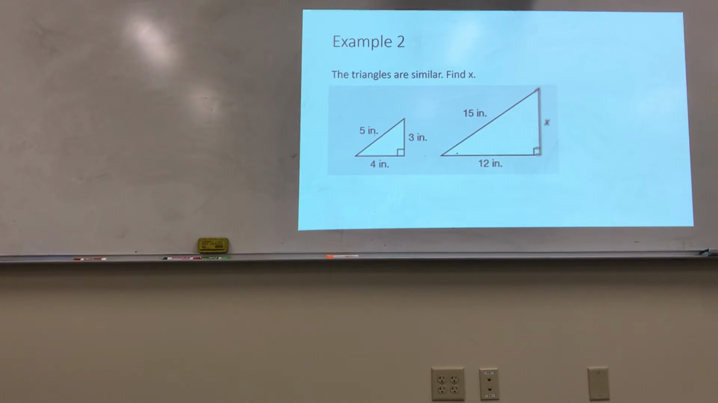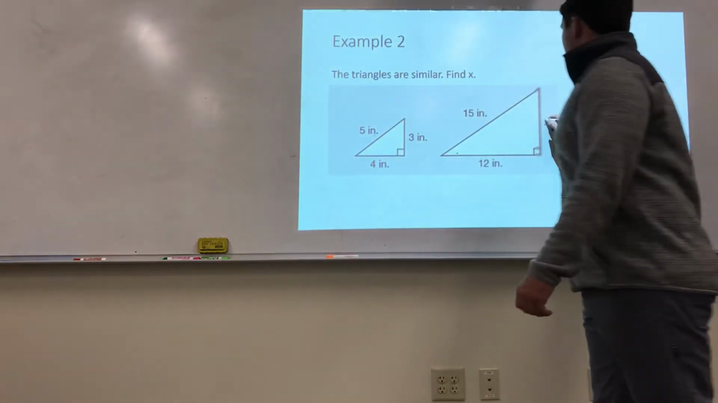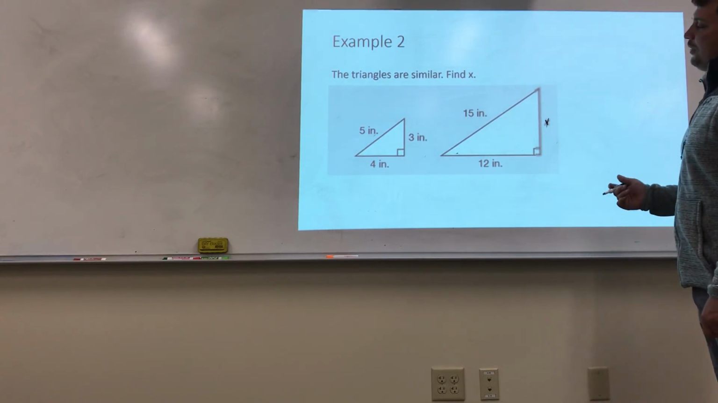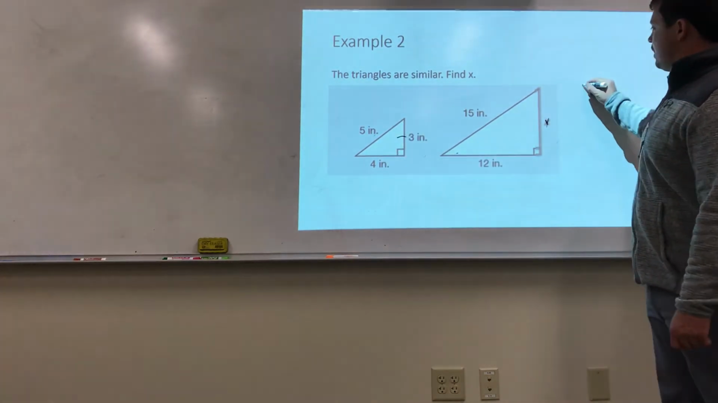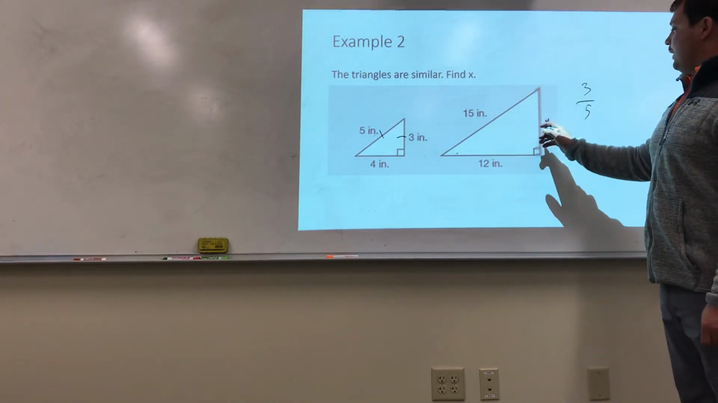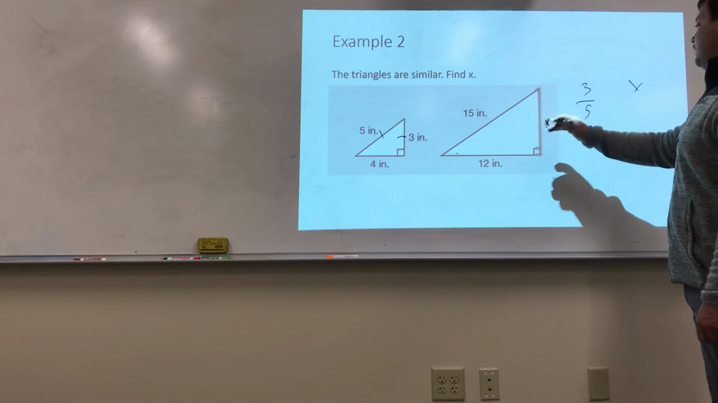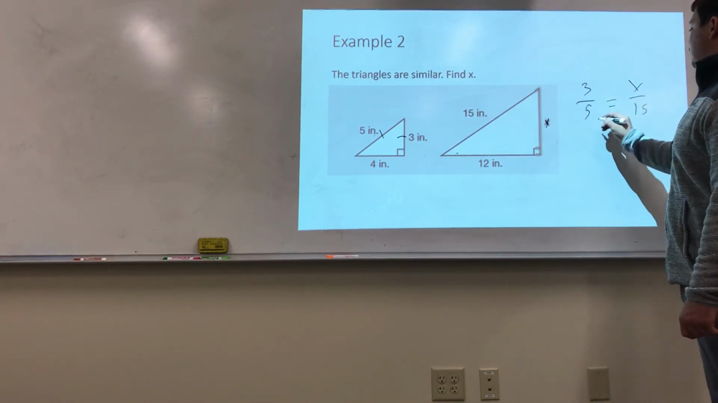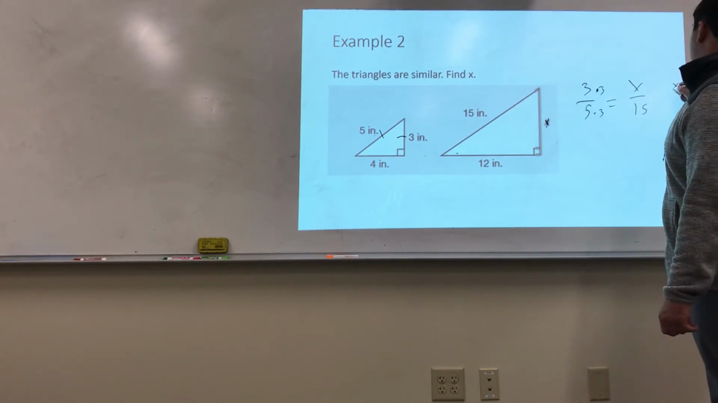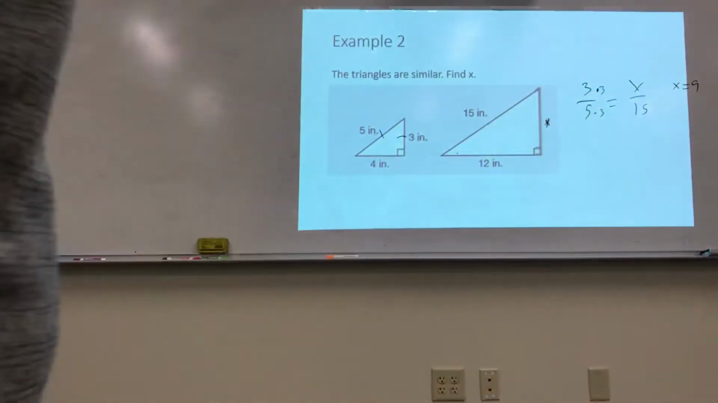Find x. This is using side, side, side, so I can create a proportion. A proportion we learned the other day was something over something. This time I'm going to go with 3 over 5. That means this side goes with this one, so it's going to be x over 15. Well, how did I get there? I multiplied by 3 to get the bottom, right? So what I do to the bottom, I must do to the top. I get x equals 9. You could also cross multiply if you wanted to.